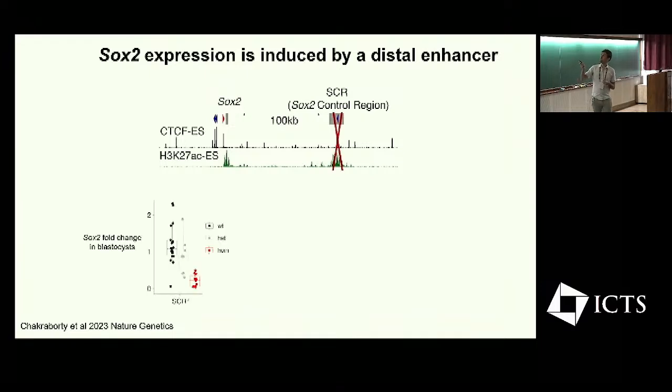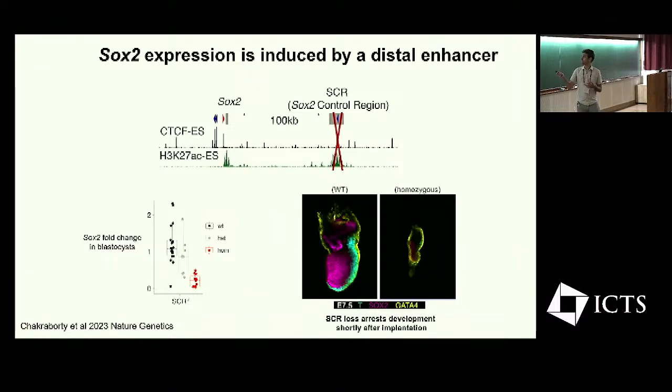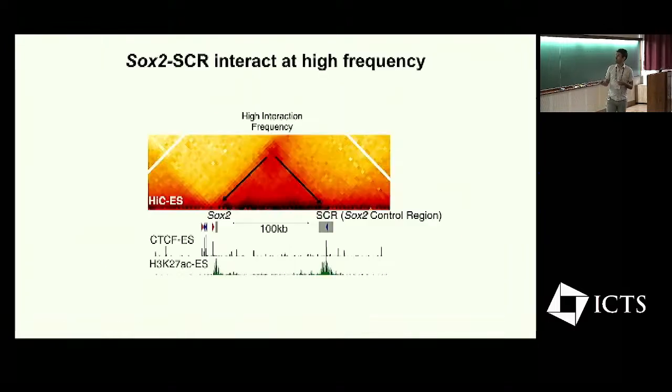Shrita showed that if you knock out SCR, basically SOX2 expression in blastocysts is almost fully gone, and that these embryos cannot implant, showing that this basically recapitulates the loss of SOX2. When you look in mouse embryonic stem cells, you see that they interact at strong frequency. You have CTCF binding here, CTCF binding there. There's the strong interaction, formation of a domain, and that it's nicely insulated from neighboring regions.